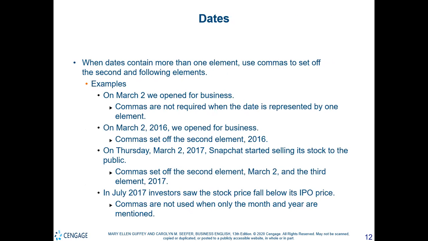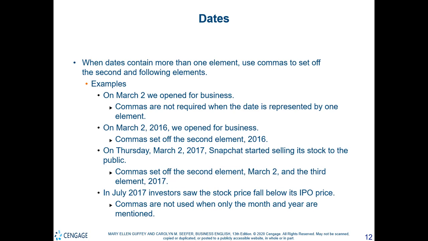Dates. When dates contain more than one element, use commas to set off the second and following elements. Examples: On March 2nd we opened for business. Commas are not required when the date is represented by one element. On March 2nd, 2016, we opened for business. Commas set off the second element, 2016.